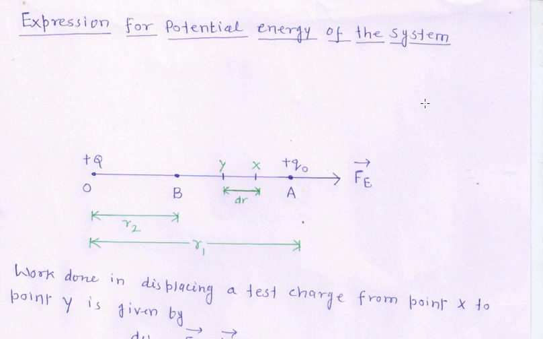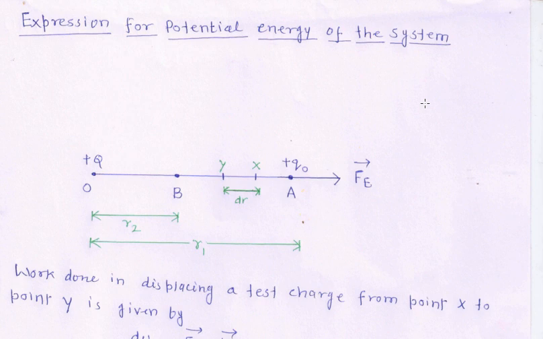Today's topic is the expression for potential energy of the system. In the last lecture we studied potential energy, which we can understand in two ways. If we shift a positive test charge in a positive electric field from lower potential to higher potential, work is done against the force of repulsion. This work done is positive, so potential energy is also positive.